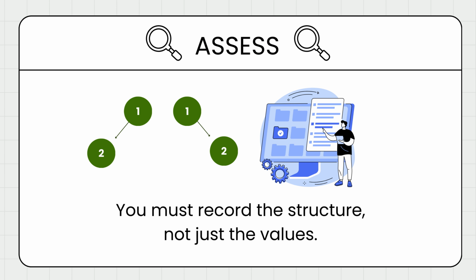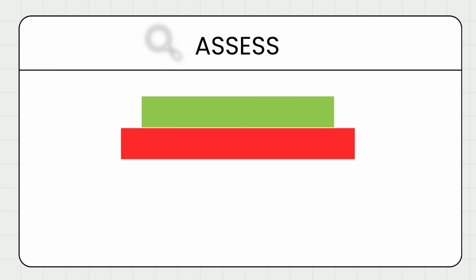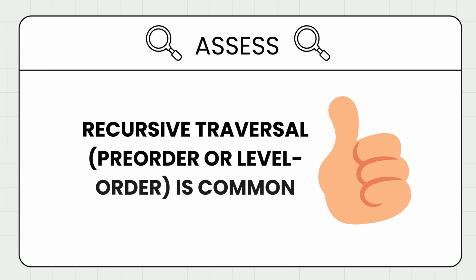Now let's assess. What's tricky? You must record the structure, not just the values. Null nodes matter. Skipping them loses information. Order matters. Children must appear in the right place. Recursive traversal, pre-order or level order, is common.